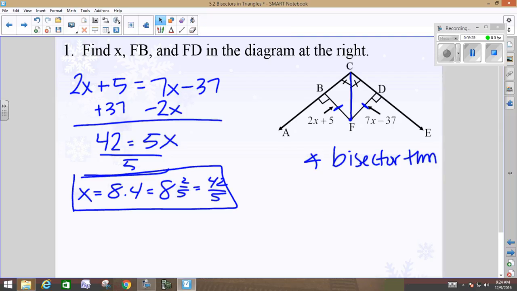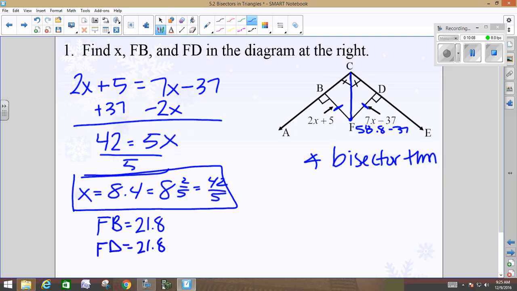Then it says to find the length of FB. Well, how are we going to find the length of FB? Substitute it back in. 2 times 8.4 would give me 16.8 plus 5. So FB would be 21.8. FD should also give me that, but double check to make sure you solved it correctly. 7 times 8.4 would be 58.8 minus 37. So it would also give me 21.8. That's if you're using your angle bisector theorem.